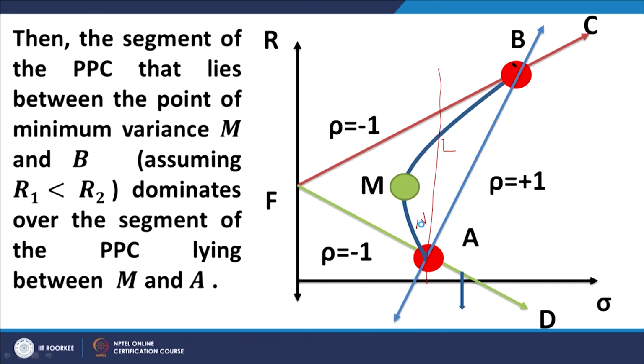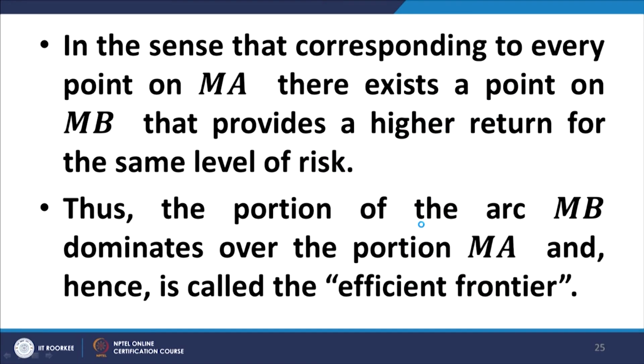Then the line segment of the PPC that lies between the point of minimum variance M and B, assuming R1 is less than R2, which is as per the diagram, dominates over the segment of the PPC lying between M and A, in the sense that corresponding to every point on MA, there exists a point on MB that provides a higher expected return for the same level of risk. Thus, the portion of the arc MB dominates over the portion MA and hence is called the efficient frontier.